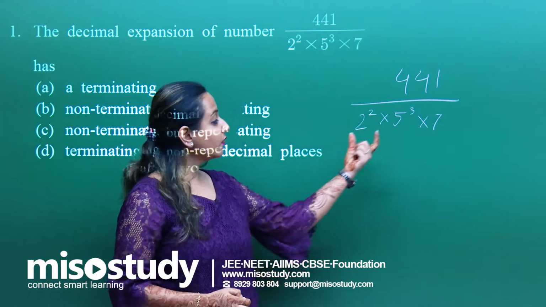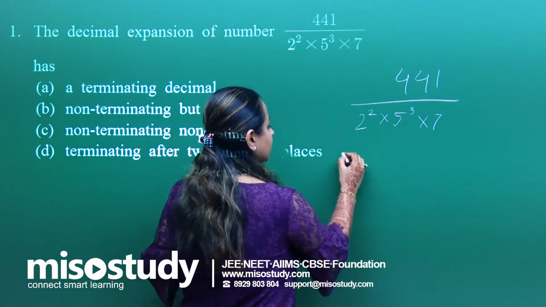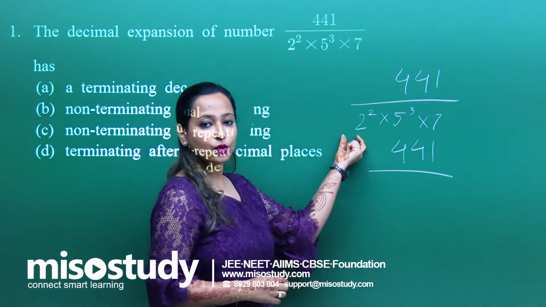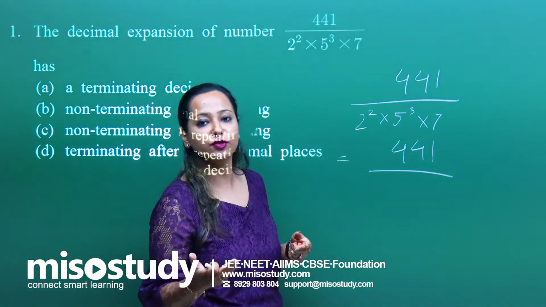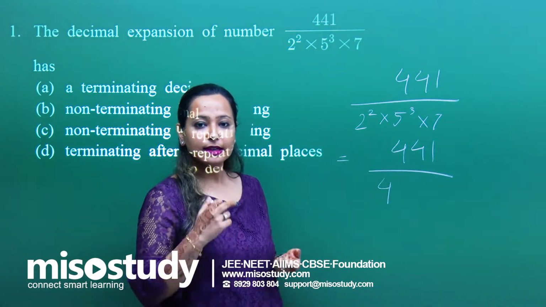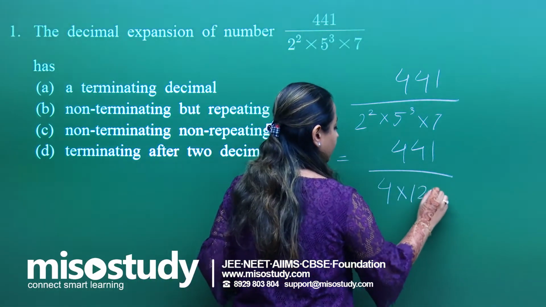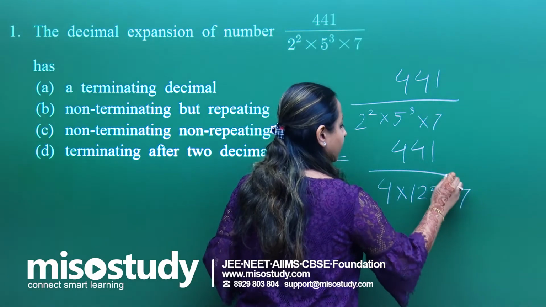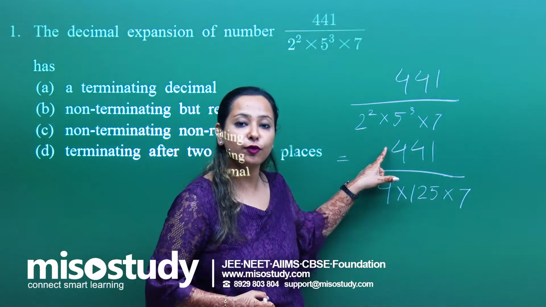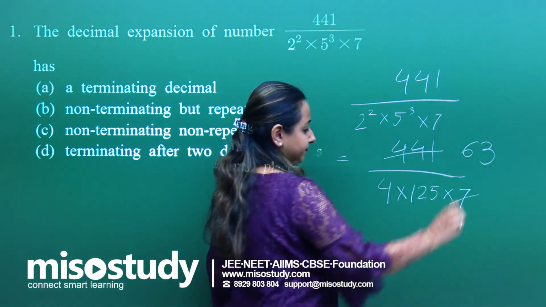First of all, we will be solving the denominator, as in the powers in the denominator. 2 square is basically 2 multiplied by itself twice, so this will be taken as 4. Then 5 cube is 5 multiplied by itself thrice, that is 125, into 7. Now we will simplify this. Now we can cancel out 7 and 441. 441 divided by 7 gives 63.